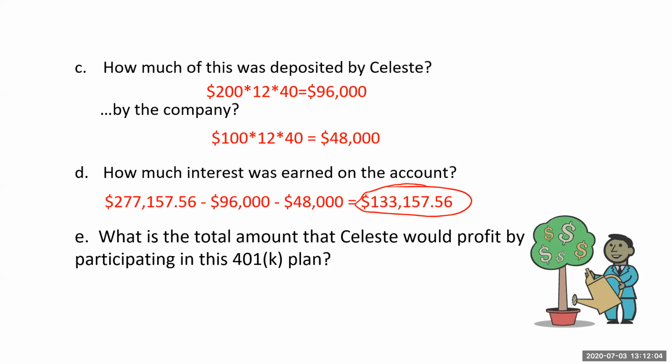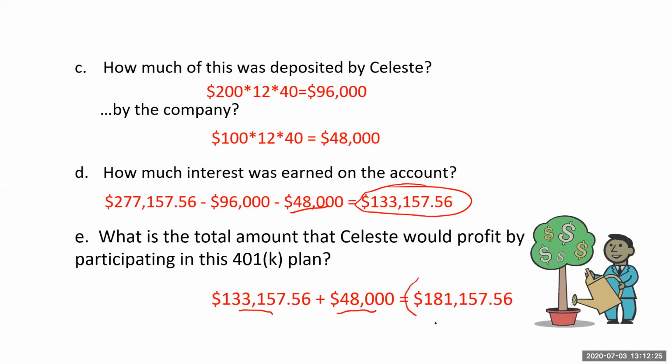Now, what is the total amount that Celeste would profit by participating in this 401k plan? Okay, so really, how much her company contributes is to her credit. She didn't really expect that, right? So together, you have to put the interest together with how much her company deposits, and this is free money for Celeste. If she had decided to put it in a regular savings account, she wouldn't earn that amount. Okay, nice.